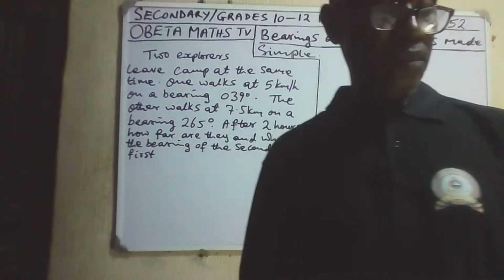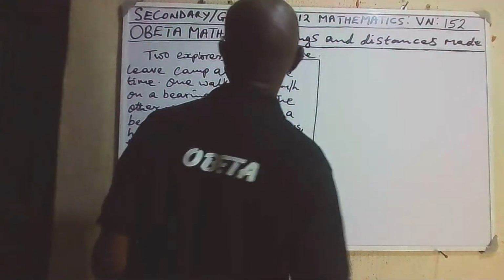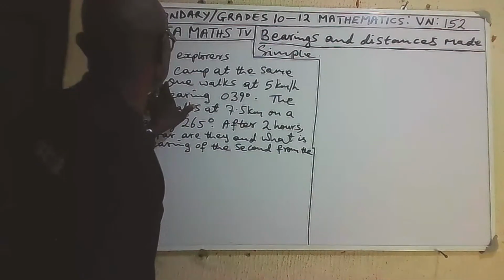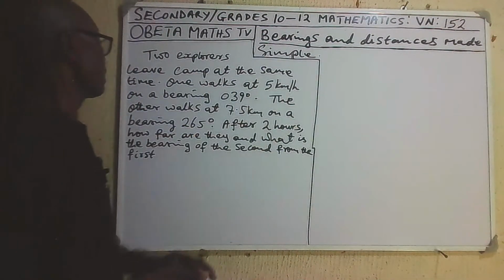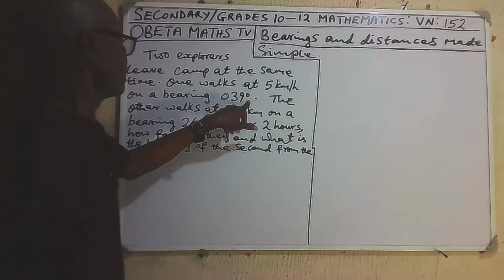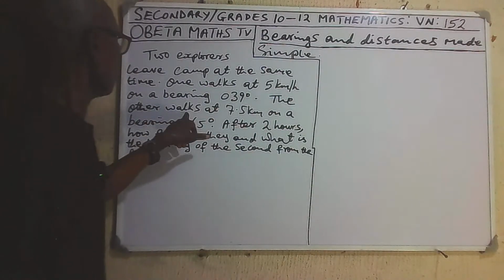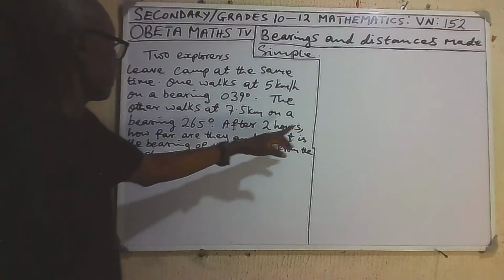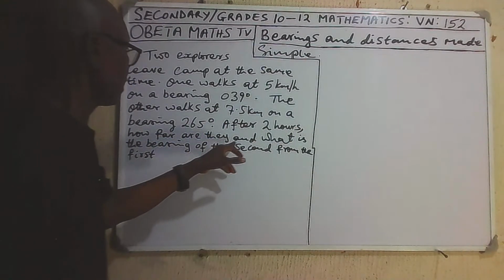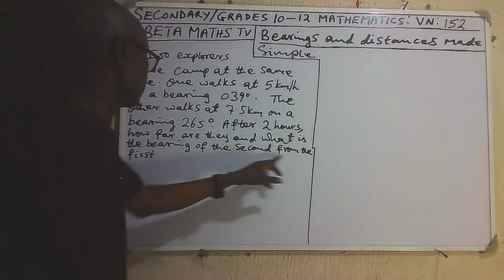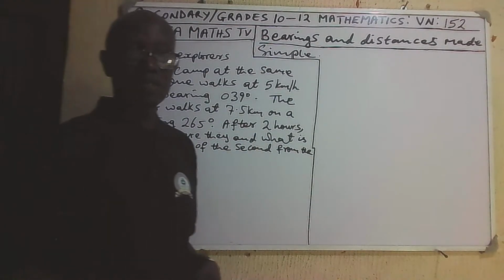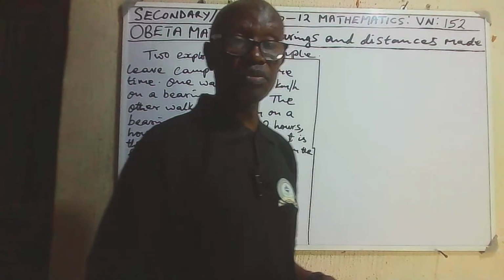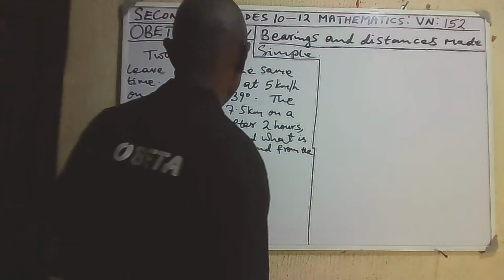Okay. So the question we have: two explorers leave camp at the same time. One walks at 5 kilometers per hour on a bearing 039 degrees. The other walks at 7.5 kilometers per hour on a bearing 265 degrees. After 2 hours, how far apart are they and what is the bearing of the second from the first? So, as usual, the first thing to do is to draw and then locate the positions of each of them.